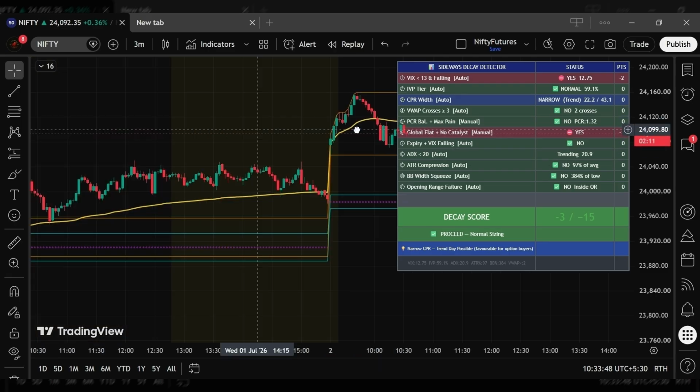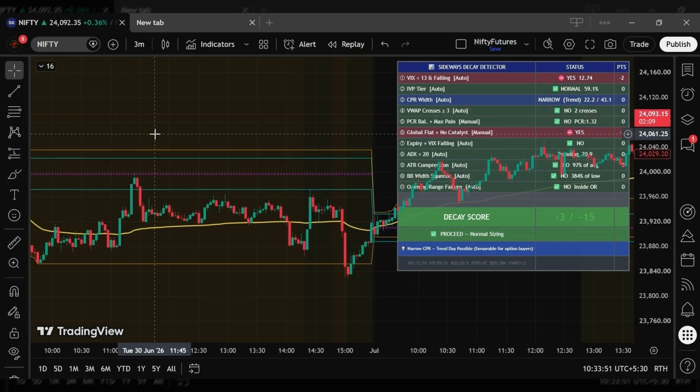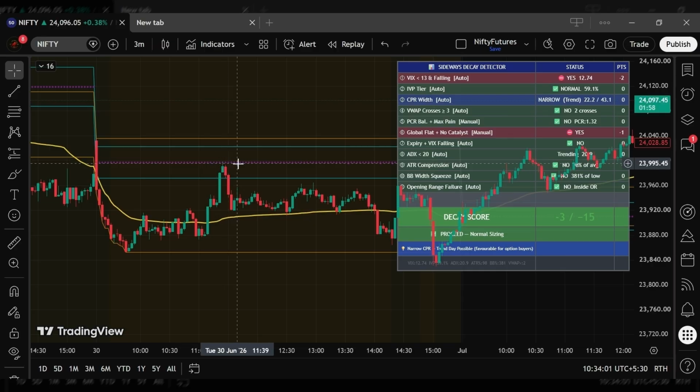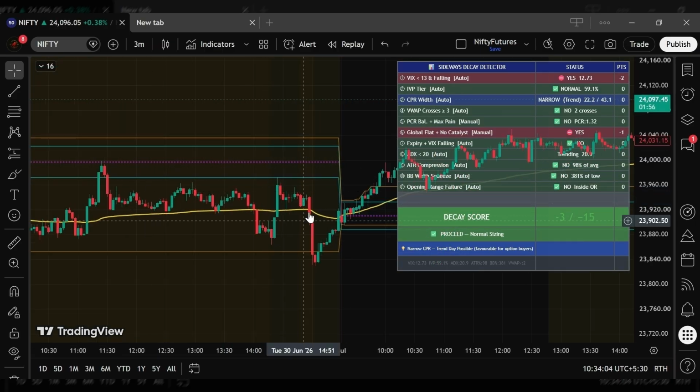So if you would have noticed, the day before yesterday, which was an expiry day, the price had fallen down. It had taken support at one of the levels, and it had gone above one of the CPR zones, and it was oscillating there for some time. And it finally fell at the end of the day.